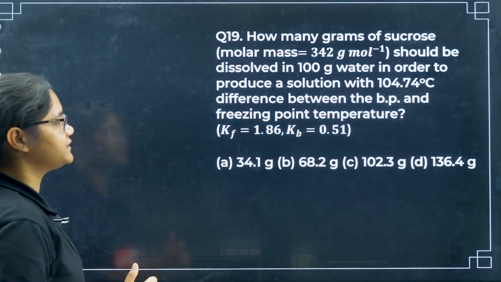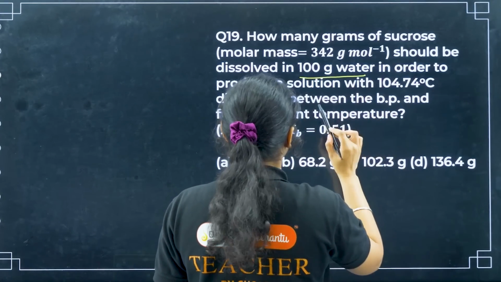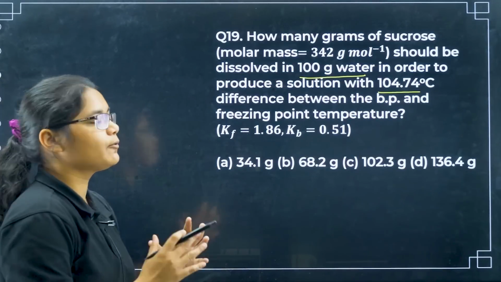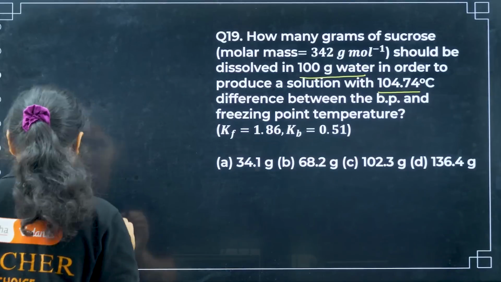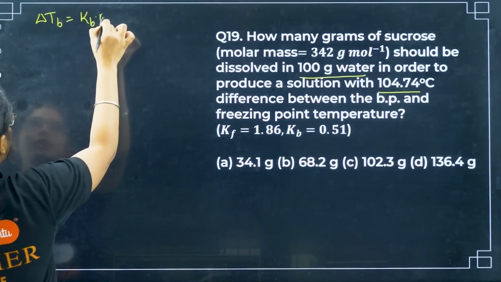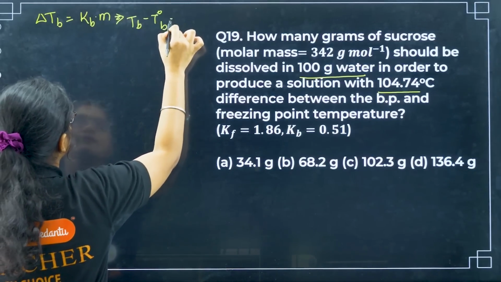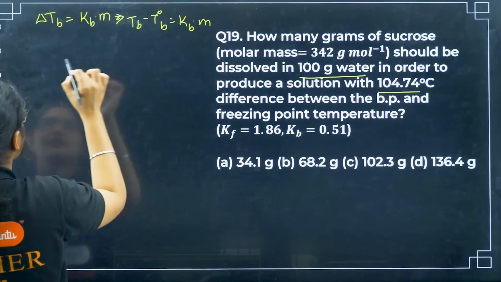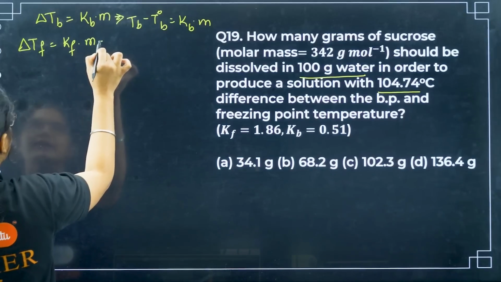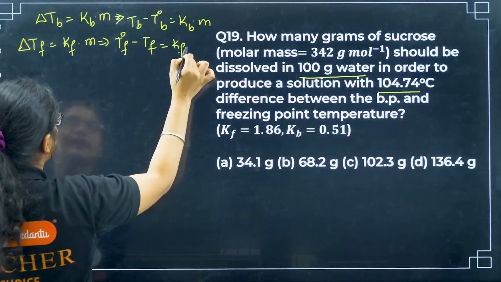This is a little bit tricky question. So, how many grams of sucrose should be dissolved in 100 gram of water in order to produce a solution with 104.74 degree difference between the boiling point and freezing point of the solution? If I know the formula, delta TB is equal to KB into M, or I can write it in the expanded form, TB minus T naught B is equal to KB into M. Similarly, delta TF is equal to KF into M, and I can expand it like this, T naught F minus TF is equal to KF into M.